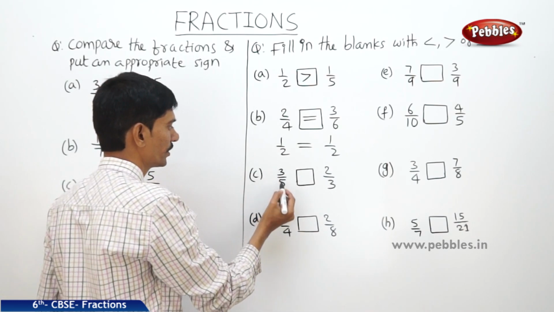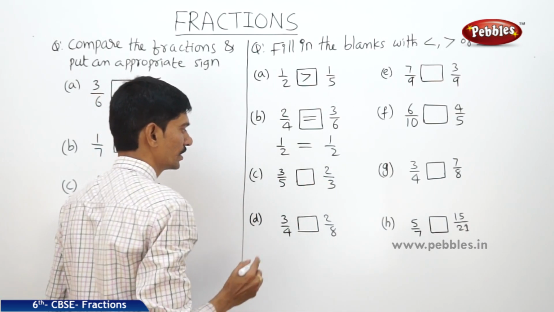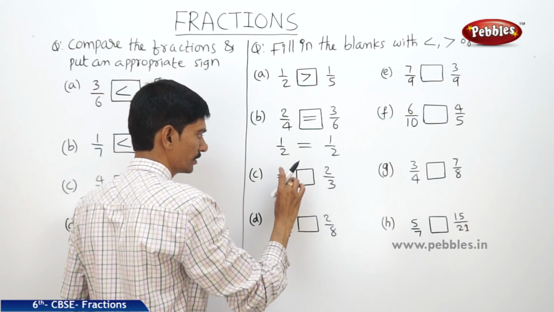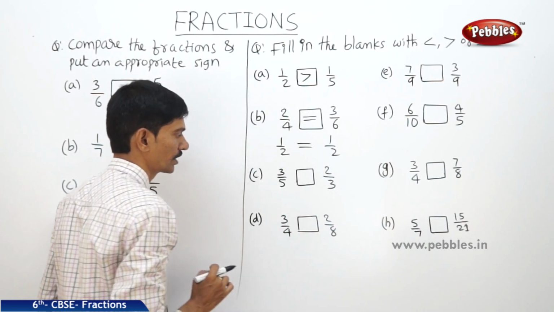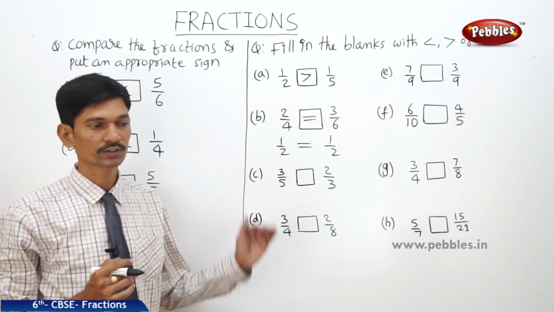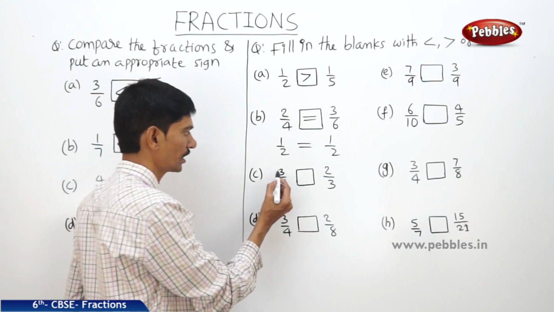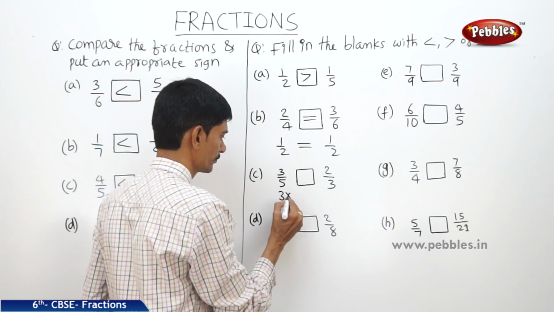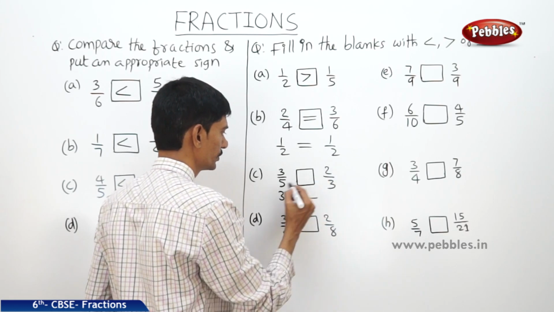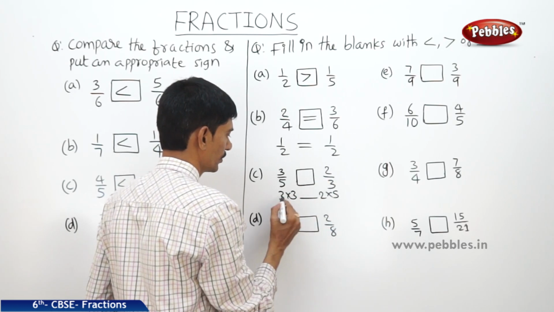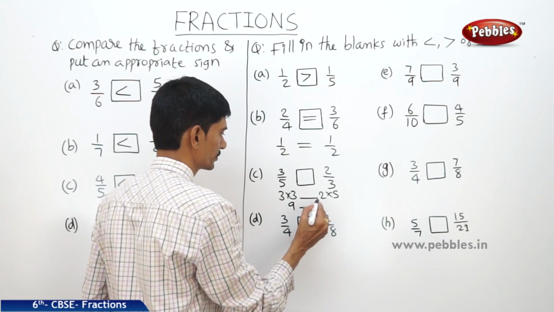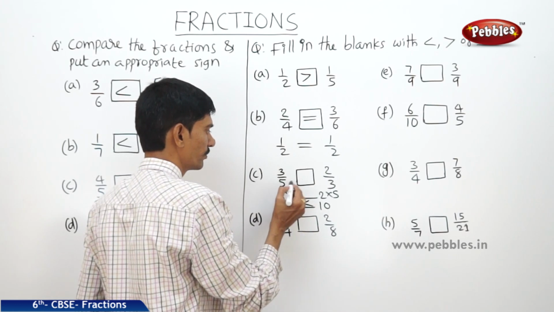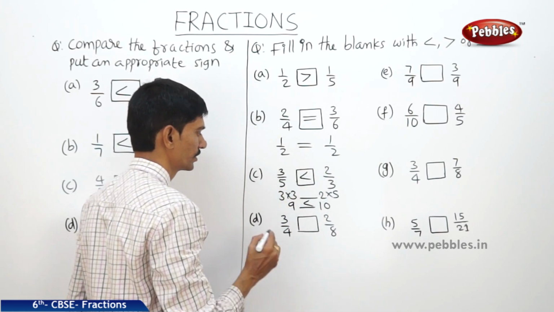Next 3 by 5 dash 2 by 3. Here the denominators are not equal, the numerators are not equal, and they are in the simplest form. So how to compare these two fractions? Let us do the cross multiplication as 3 into 3 dash 2 into 5. Now 3 3s are 9, 2 5s are 10. So here 9 is less than 10, so 3 by 5 is less than 2 by 3.